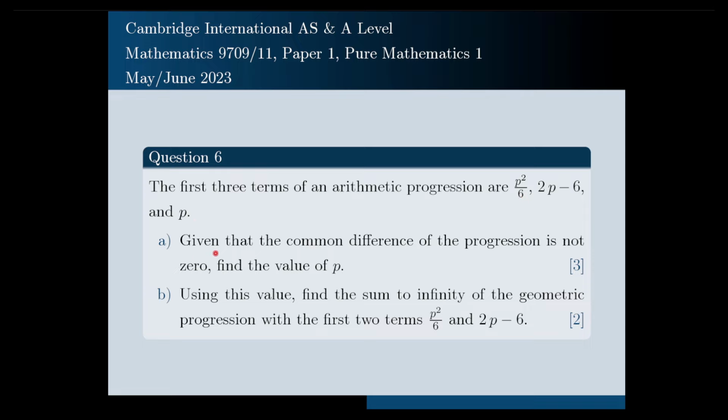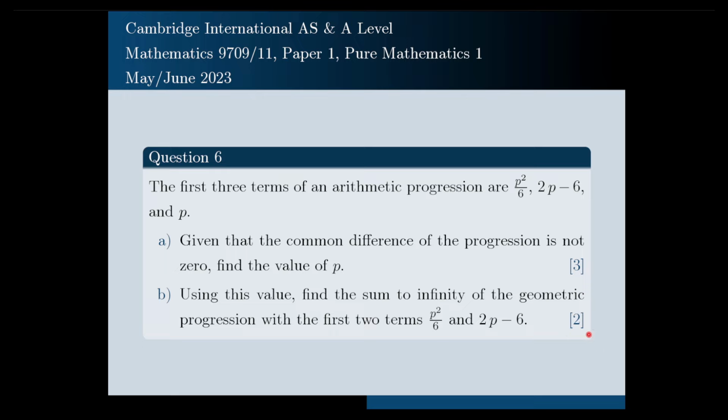Part A. Given that the common difference of the progression is not 0, find the value of p. If done completely, this brings you 3 points. Part B. Using this value, find the sum to infinity of the geometric progression with the first two terms p squared over 6 and 2p minus 6. If done correctly, this will bring you 2 points.